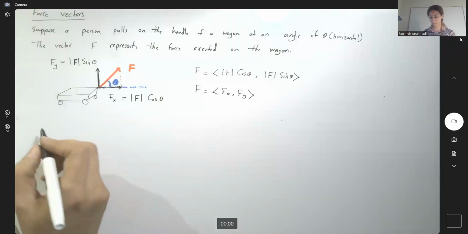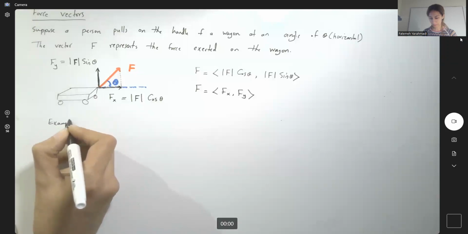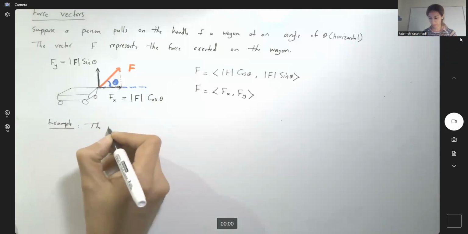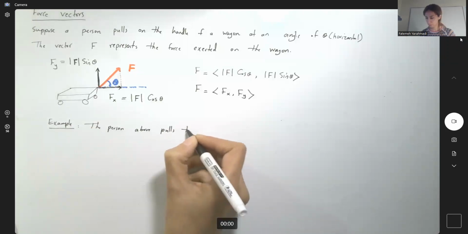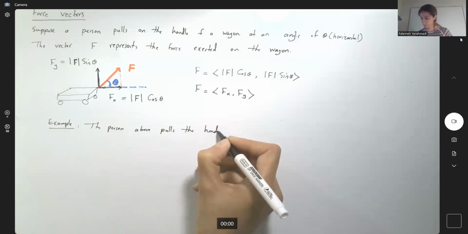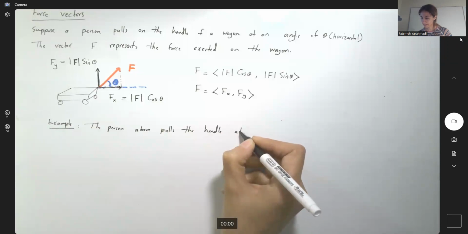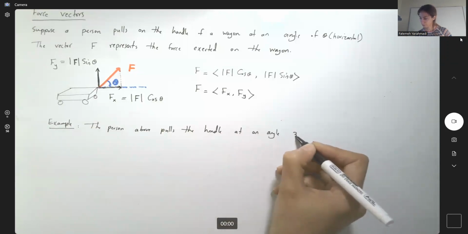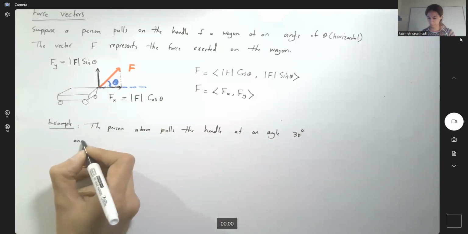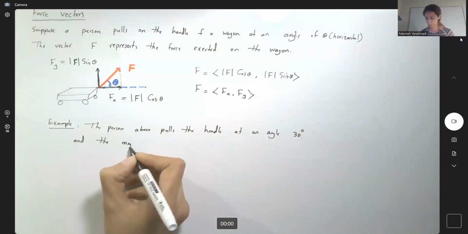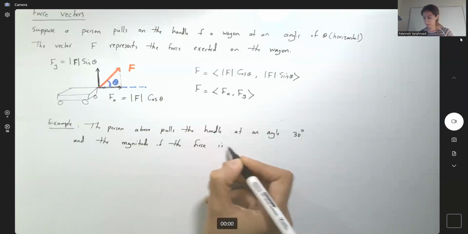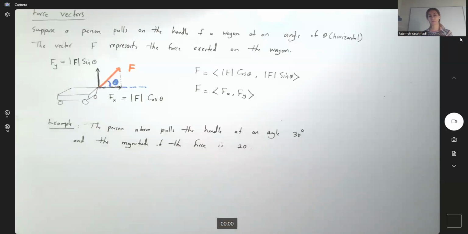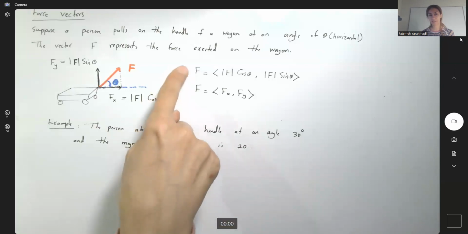Let's go over one example. Suppose that the person above pulls the handle at an angle of 30 degrees and the magnitude of the force is given to us as 20. Very good. So what is that vector force?